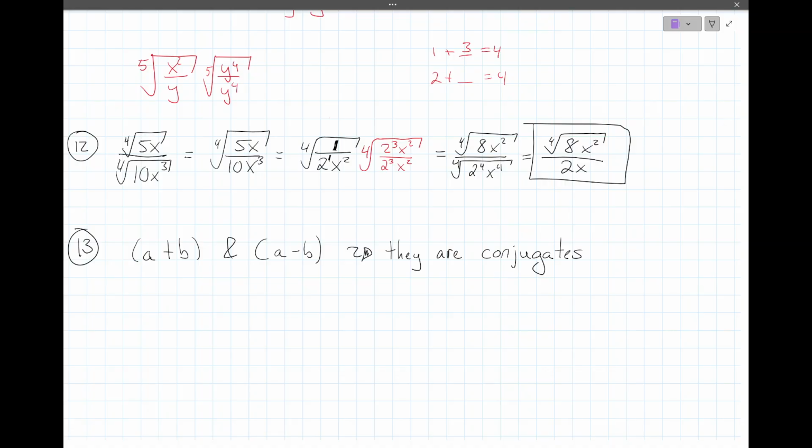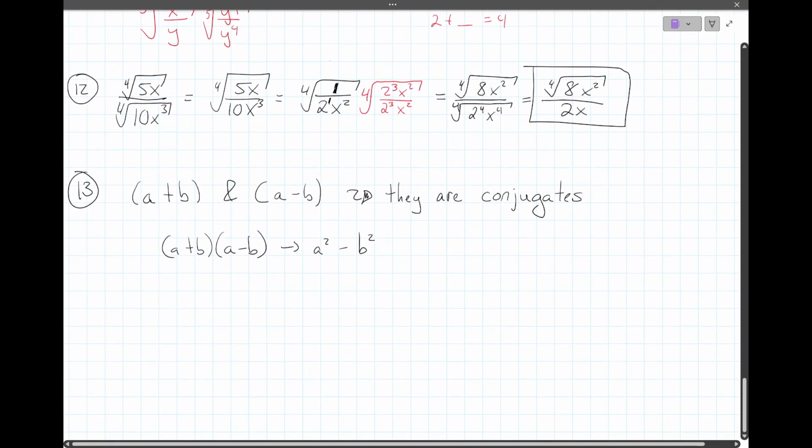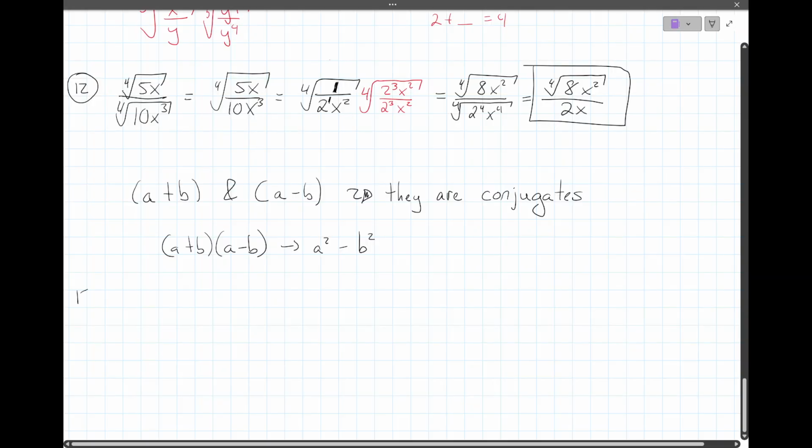When we multiply these, A minus B times A plus B, we get A squared minus B squared. That's like our definition of conjugate: when we multiply them, we get a difference of squares back. So they rationalize the denominator because they create a difference of squares, or they remove radicals that way. It kind of takes out the middle. So let's see what we mean by that.